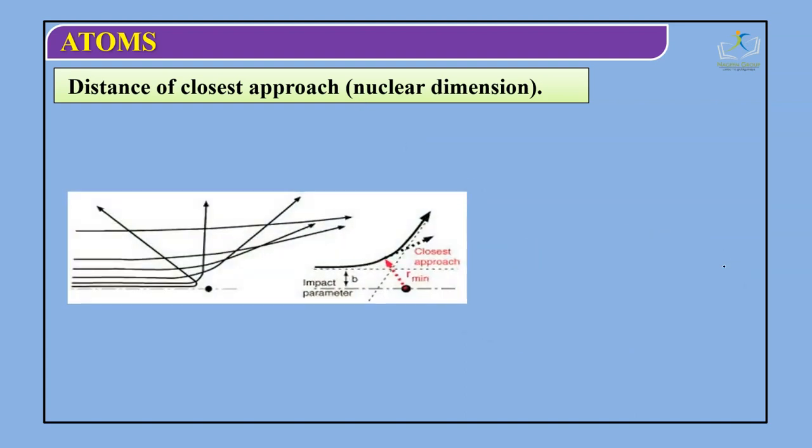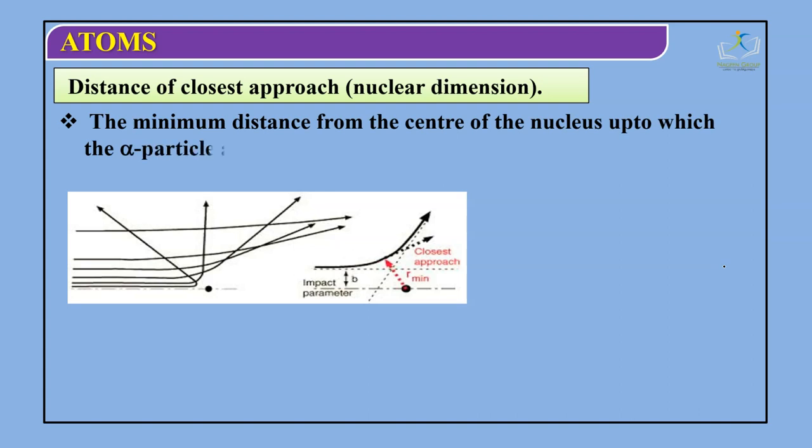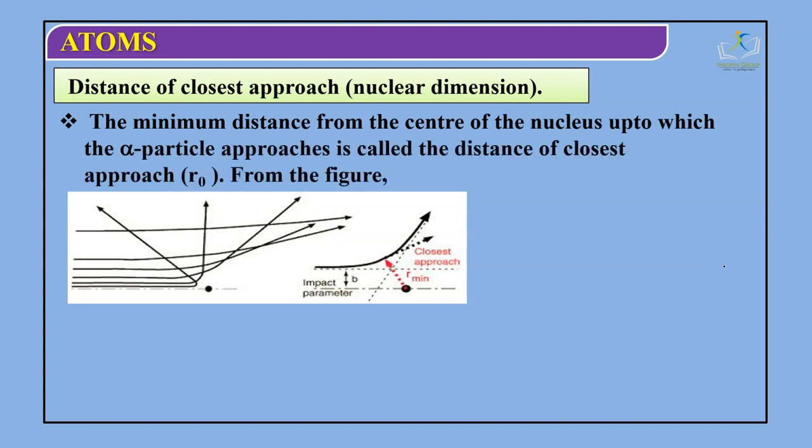As we can see in this impact parameter diagram, we are supposing the closest approach as a small r. The minimum distance from the center of the nucleus up to which the alpha particle approaches is called the distance of closest approach from the figure.